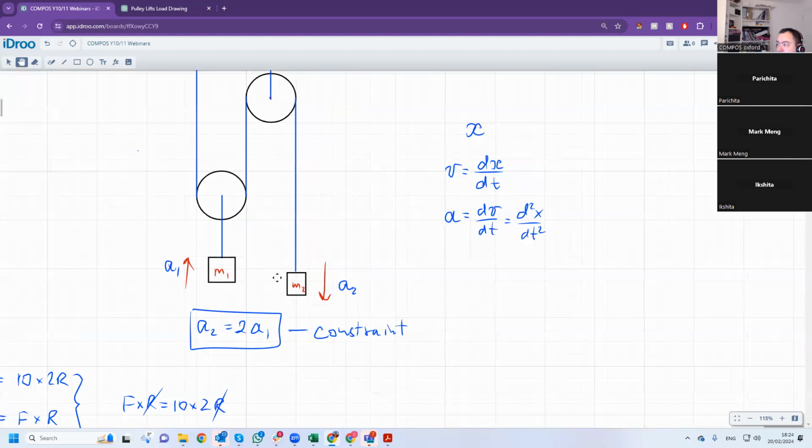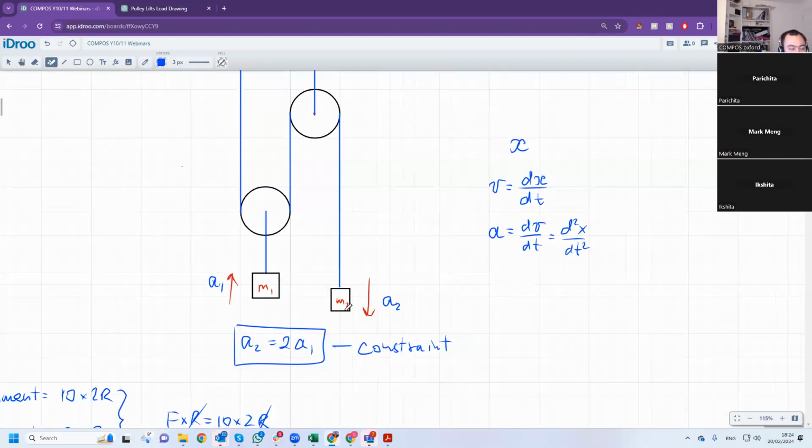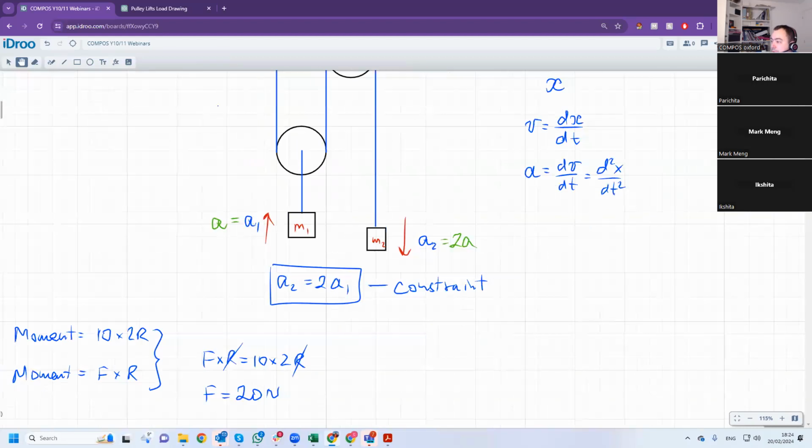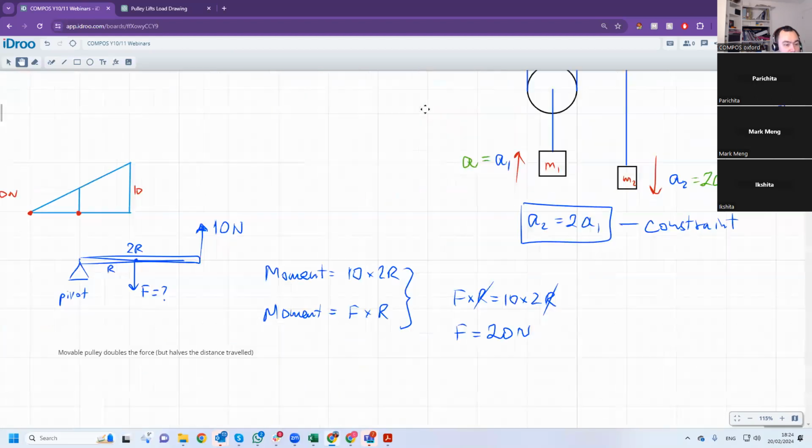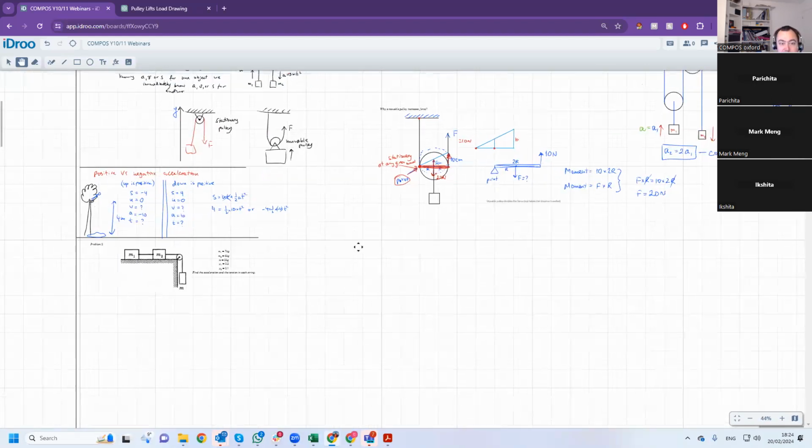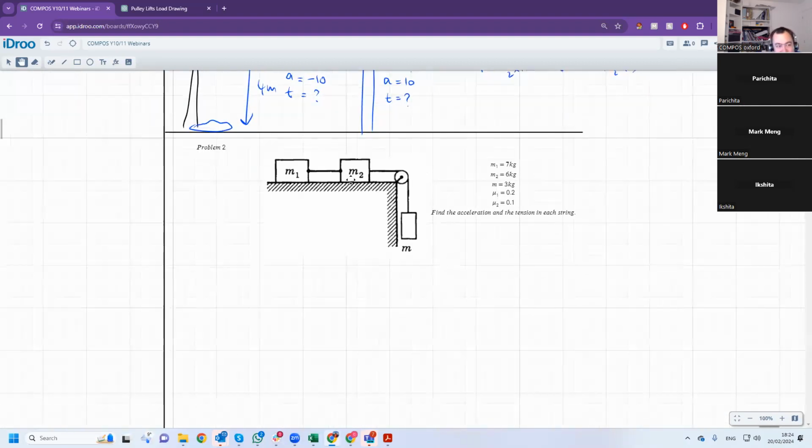But I prefer, personally, to let this acceleration be a, then this acceleration is 2a without any indices. So this is going to be a, and this is going to be 2a. Or you can say that this is a and this is a over 2. But if you can avoid fractions, avoid them by all means. And this is what we're going to use a lot today. So let's see if we can do these questions.